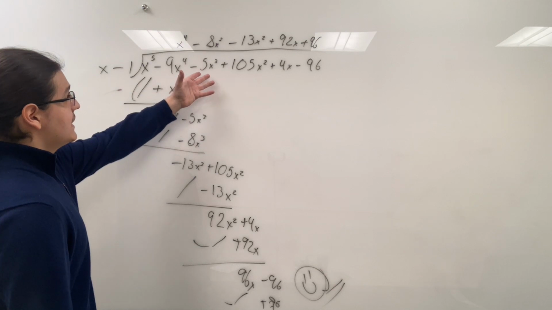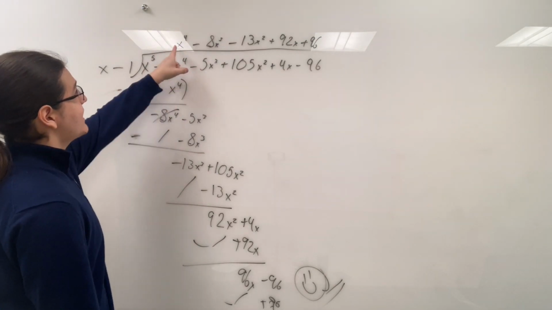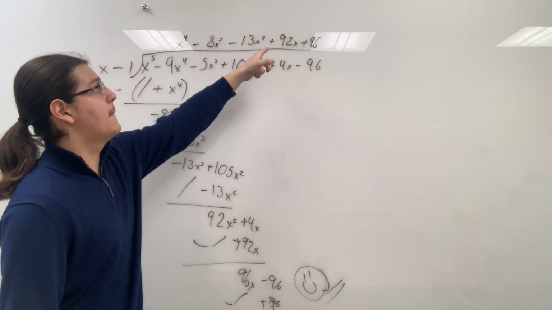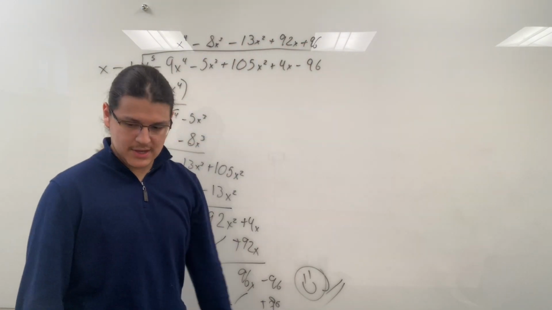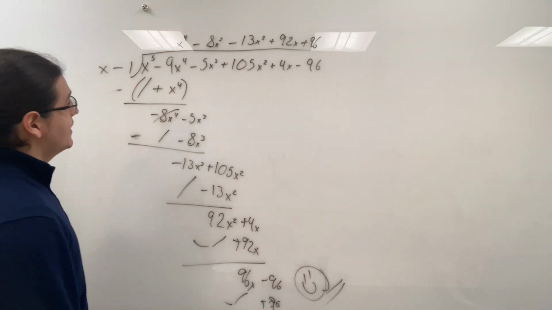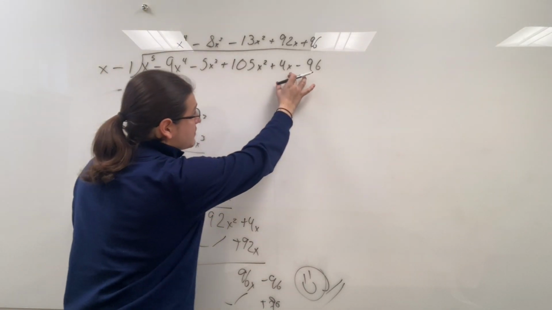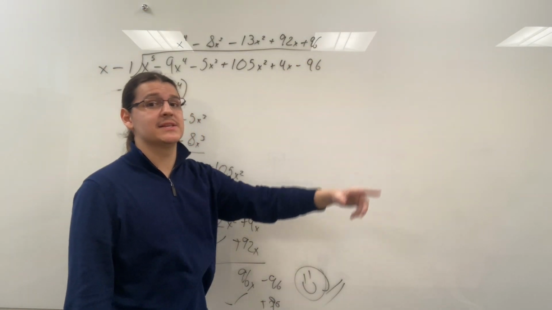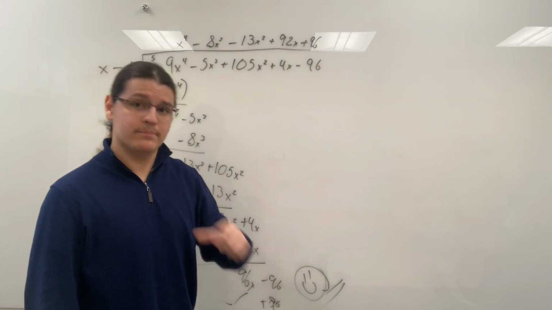And now that we have simplified it, we know that our new polynomial is x to the 4th minus 8x cubed minus 13x squared plus 92x plus 96. Whew. Now, as you can see, we took a negative 1 out of the negative 96. That's why our y-intercept is still 96. We only took a negative 1 out of it. We just changed it from negative to positive. Cool.